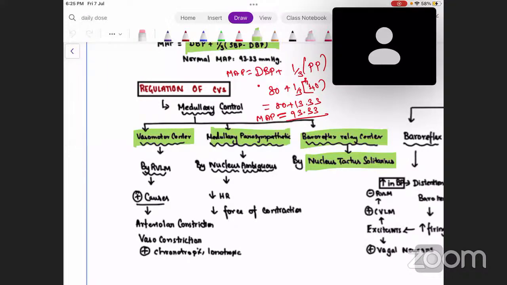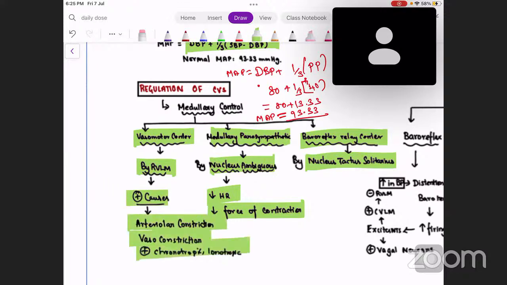Okay, and then the medullary parasympathetic center is done by your nucleus ambiguus, where it decreases heart rate and decreases the force of contraction. While the vasomotor center is controlled by your rostral ventrolateral medulla, RVLM. Stimulation of this vasomotor center, that is your RVLM, will cause arteriolar constriction, vasoconstriction, and positive chronotropic and inotropic effect will be seen in the regulation of your cardiovascular system.